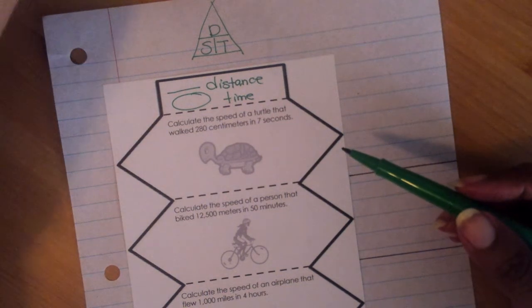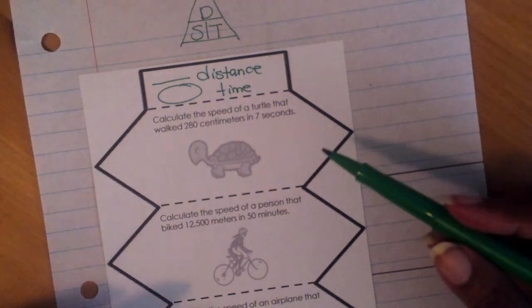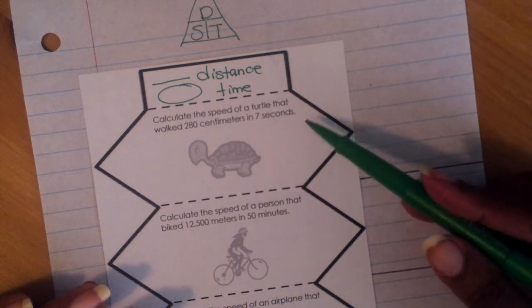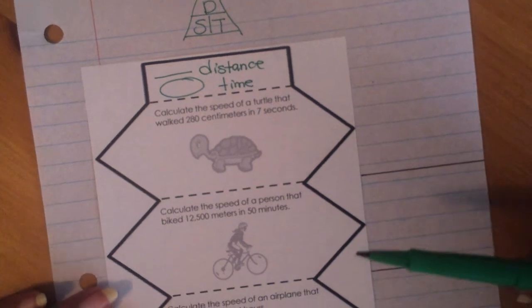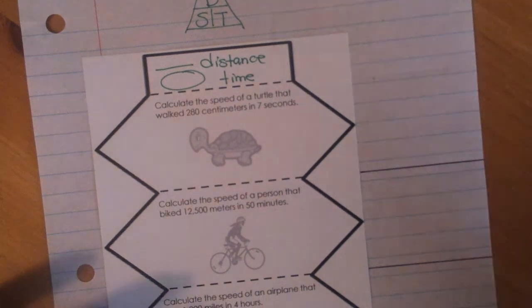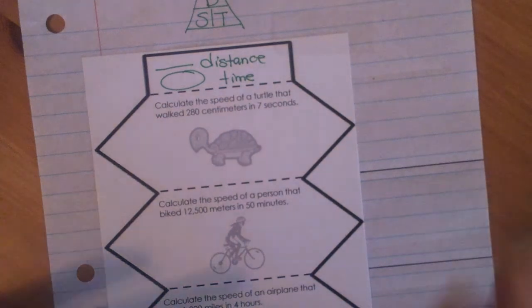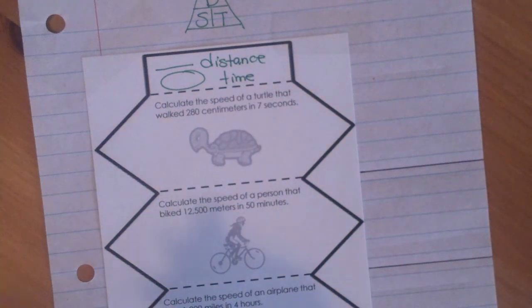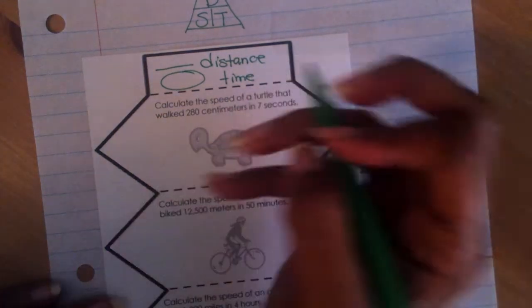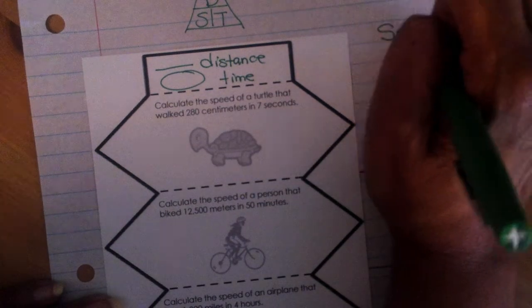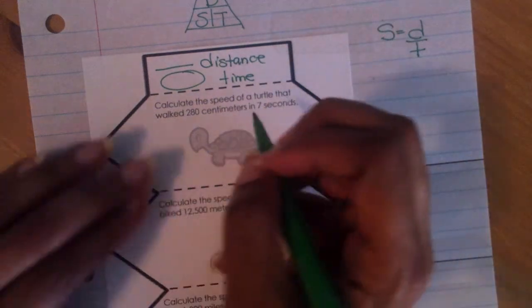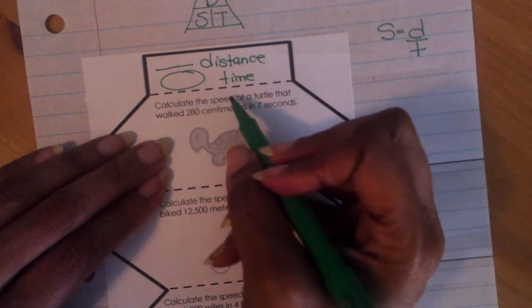All right, here we go. Calculate the speed of a turtle that has walked 280 centimeters in 7 seconds. Centimeters is another unit that you will see for speed, but your most common units are going to be meters, miles, and kilometers. So don't let that throw you at all. Okay, so it wants the speed. So speed, distance divided by time. So let's break our question down.